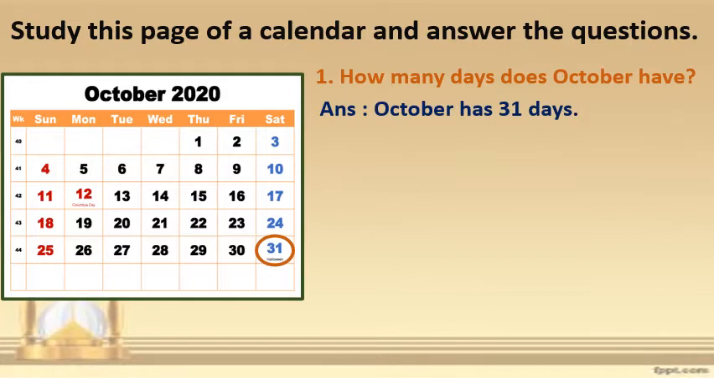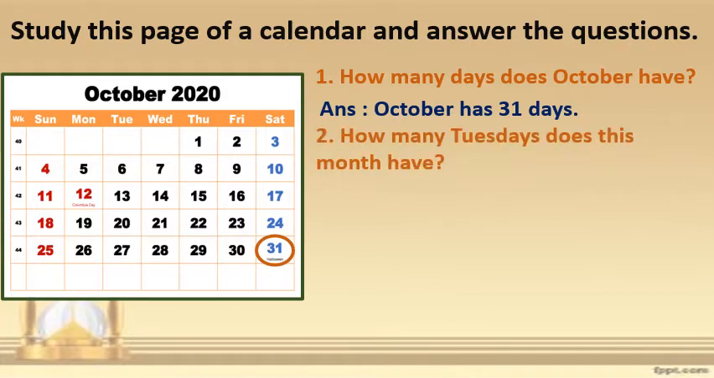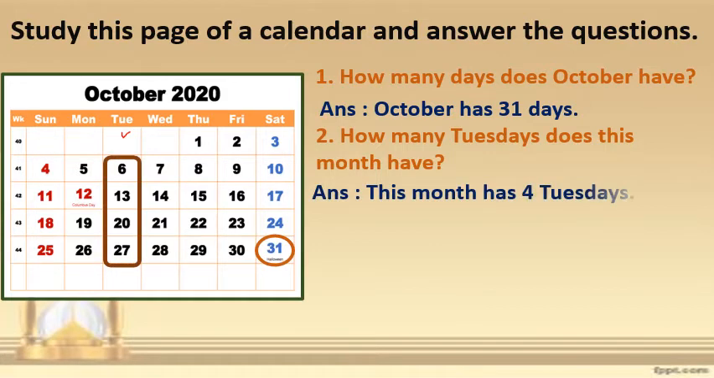Now we will move to the second question. How many Tuesdays does this month have? You know that this is Sunday, Monday, Tuesday, isn't it? Tuesday. How many dates are there? Means here we can see how many Tuesdays are there in this month. 1, 2, 3, 4, isn't it? Yes. This month has 4 Tuesdays, isn't it?